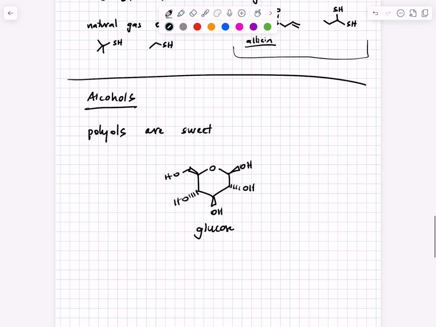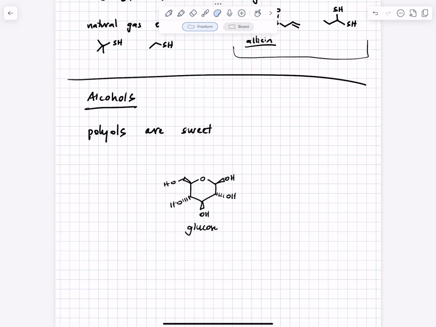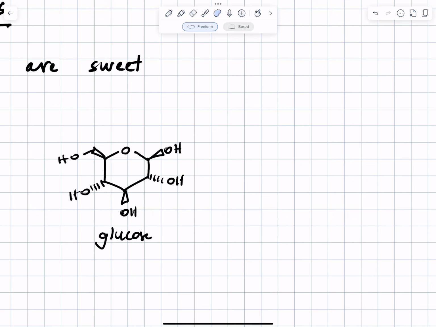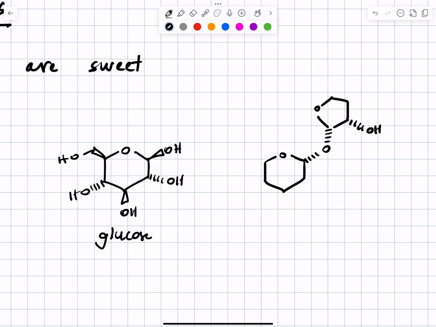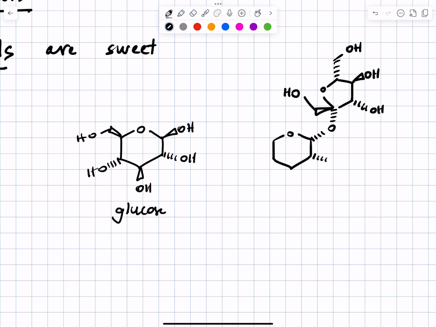If you've ever tasted glucose, it's not as sweet as table sugar. So I'll actually draw the structure of table sugar for you, and you will see that table sugar has even more alcohol groups decorating it. Turns out table sugar contains glucose as a subunit, but it's bonded to something else. So I'll just draw that real quickly. Again, you don't need to memorize this structure, but you would need to recognize if I asked which of the following molecules are sweet, and you would just look for the polyols, the molecules that have multiple alcohols.